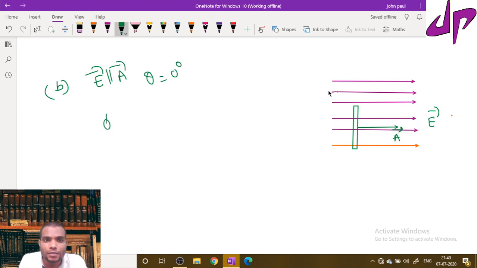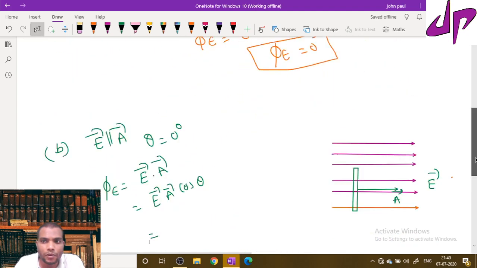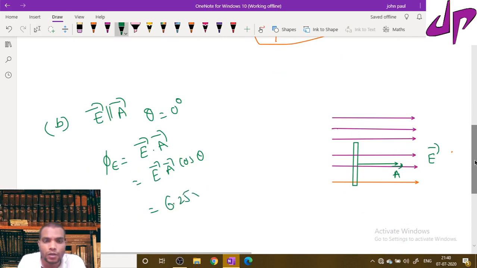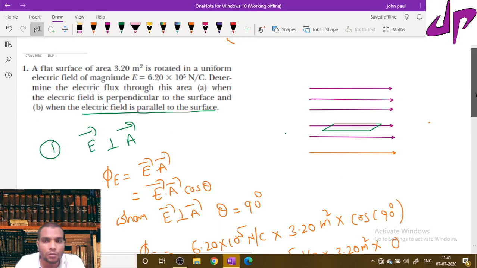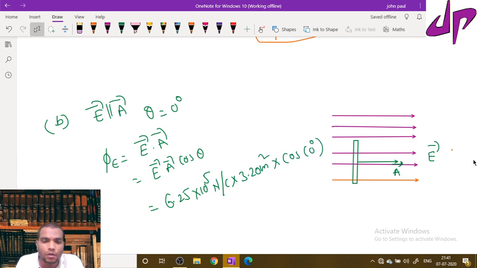So the flux for the second case, phi E equals E dot A, which equals E A cos theta. Substitute the values. The electric field value which is given is 6.20 times 10 power 5 Newton per Coulomb times area 3.20 meter square and cos 0 degree. Cos 0 degree value goes to 1. So you can substitute the cos value over there, times 3.20 meter square, cos value equal to 1.